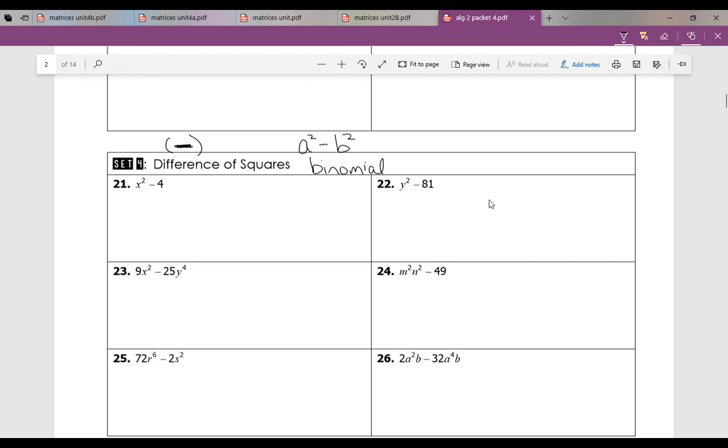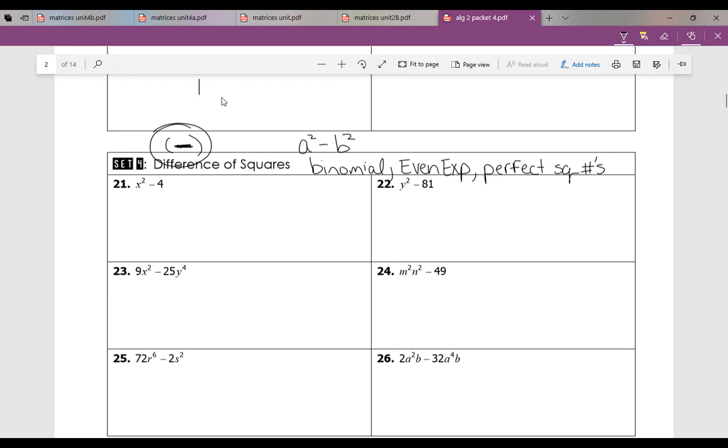What you look for: even exponents. It's a binomial. You need even exponents. We already said it had to be a subtraction problem. It cannot be an addition problem. And then you look for perfect square numbers. Any number that's not an exponent has to be a perfect square. 1 is a perfect square.